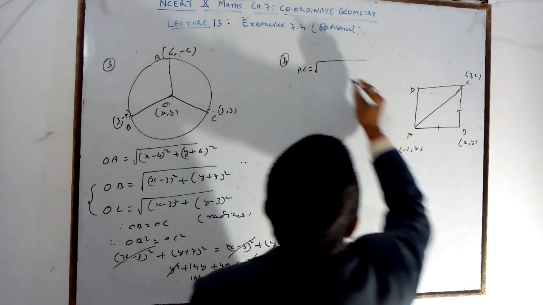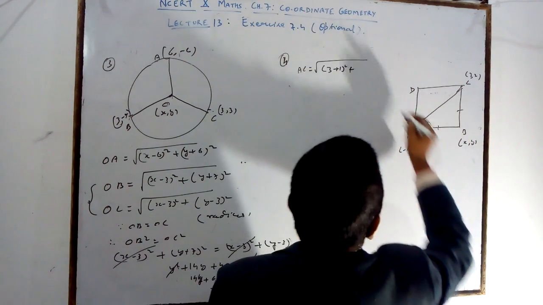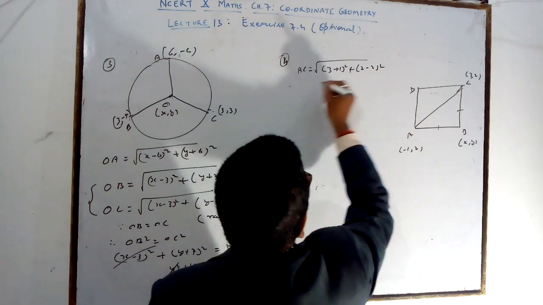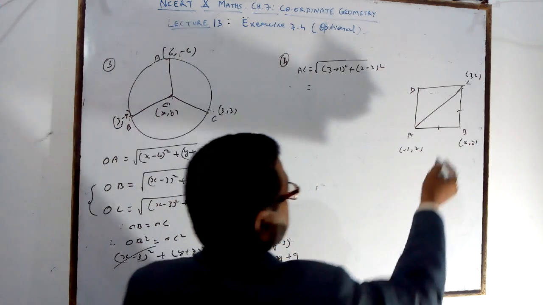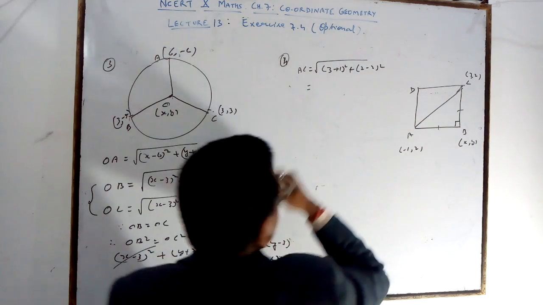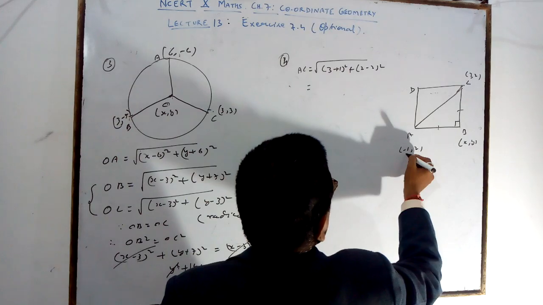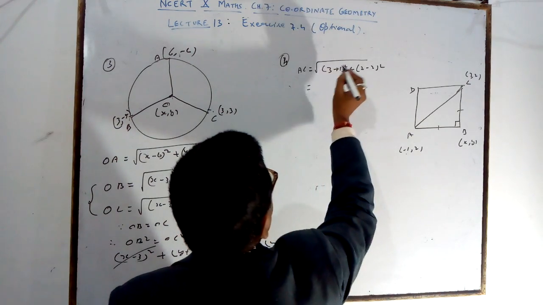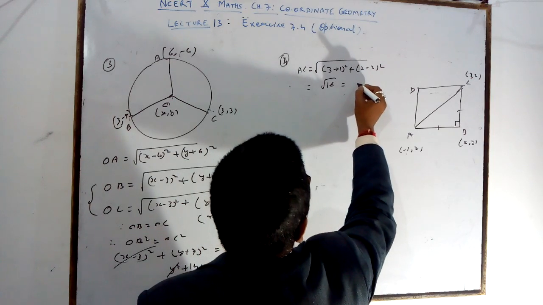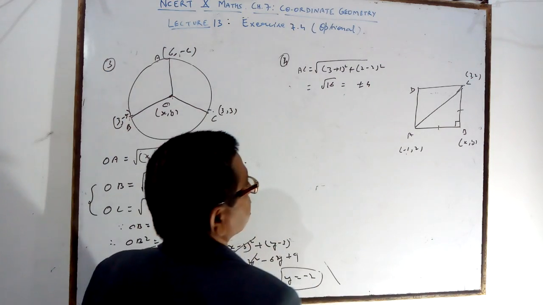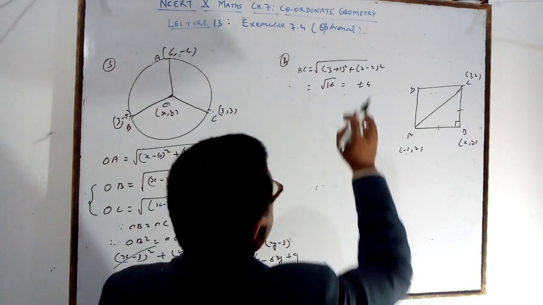AC: (x2 minus x1), 3 plus 1 whole square, plus (y2 minus y1), 2 minus 2 whole square. First you find this AC, applying the distance formula first. So here I am getting 3 minus minus 1, that is 3 plus 1, 4, plus 2 minus 2, 0, so 4 squared is 16, under root 16, that is 4. There is 4 units distance between them.